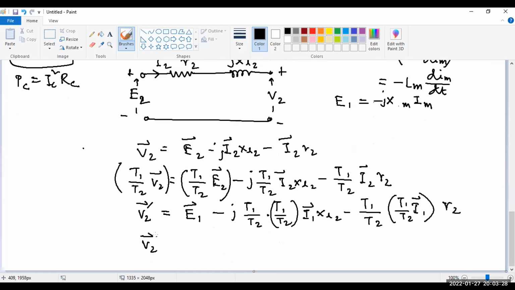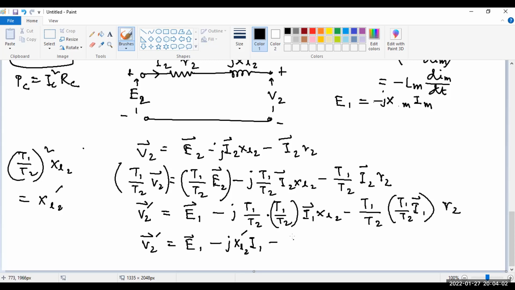So this is your V2 prime equals E1. Now I1. Here I have T1 by T2 square into XL2. What is the unit of that? T1 by T2 square into impedance XL2. So can we write XL2 prime? Similarly, here also I can write R2 prime.